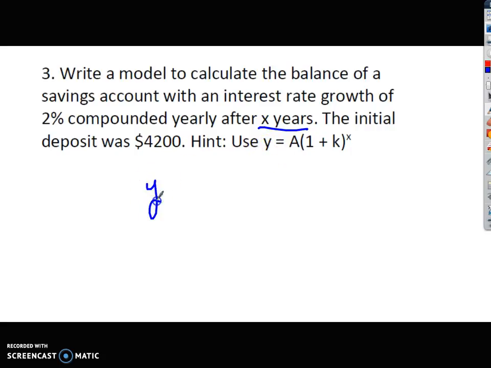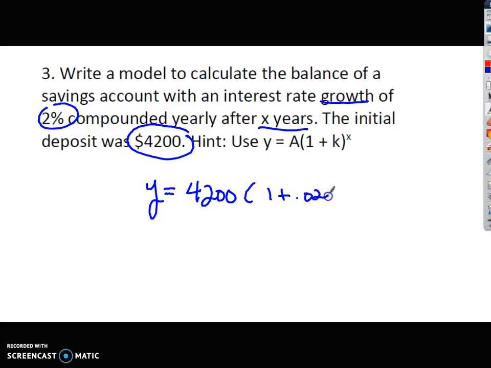Y is the output, so y is equal to a. A is the initial value. What is the initial value of the bank account? 4,200, so that is my a. 1 plus k, where k is the rate of growth or decay. In this case, it has a growth of 2%, so it's going to be a positive k. 2% is 0.02, so another way to write this is 4,200 times 1.02 to the x power, combining these two. That is the model I would use to calculate the exponential growth of this situation.